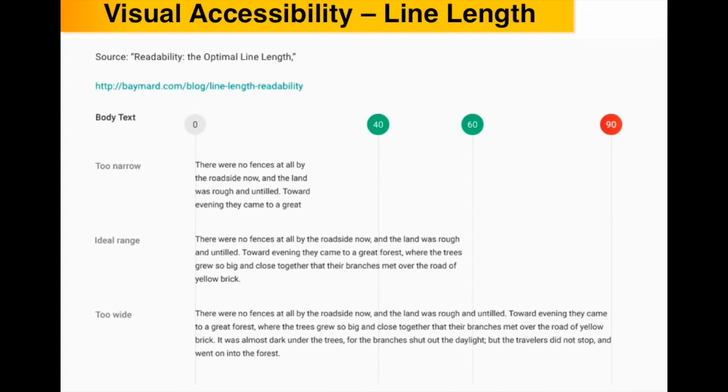Okay, line length is an important aspect of page layout, and this graph says it all. We want columns. We don't want them to be too narrow or too wide.